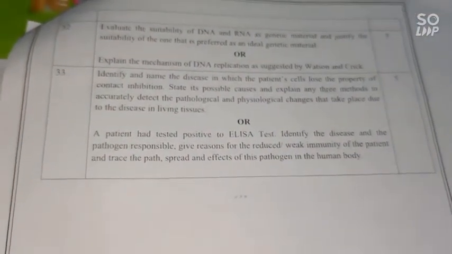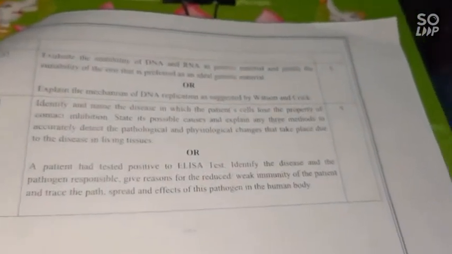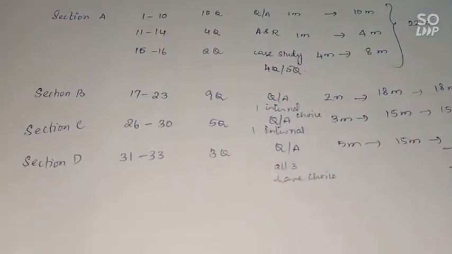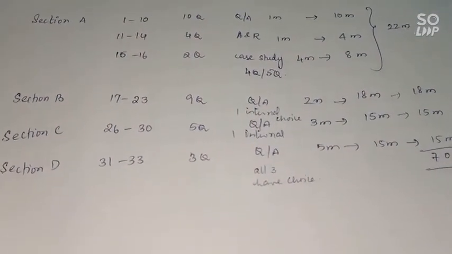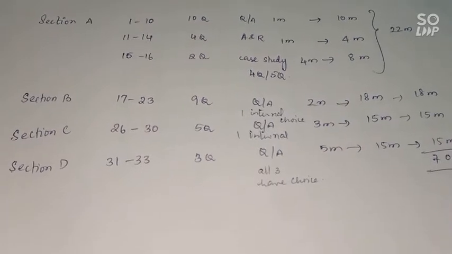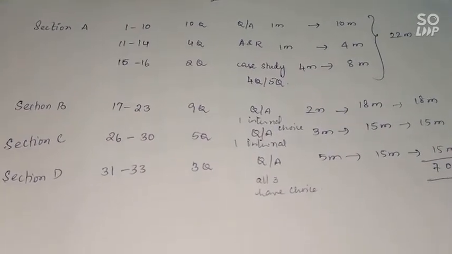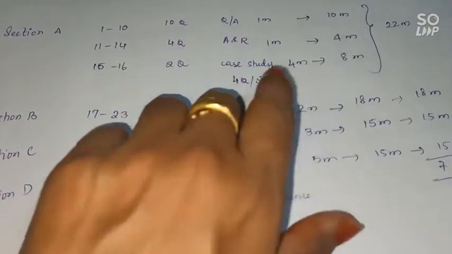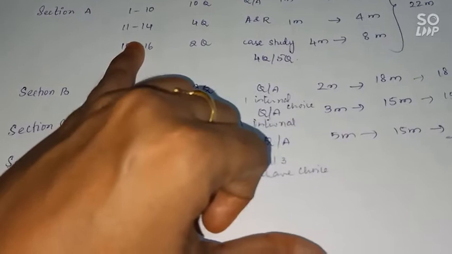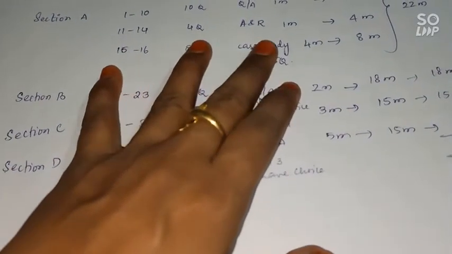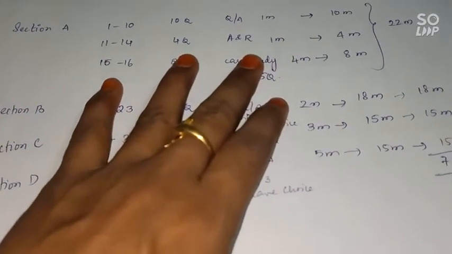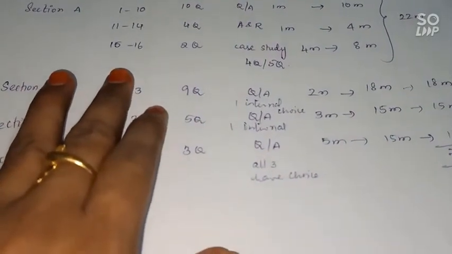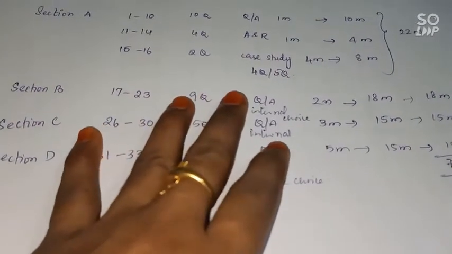So is that clear? Let us have a recap of the overall question paper pattern we have seen so far. Section A, question number 1 to 10. 10 questions are there, question-answer type, each carries 1 mark, totally 10 marks. And question number 11 to 14, 4 questions are there, assertion and reason type with 1 internal choice, 1 mark each. So totally 4 marks. Then question number 15 and 16, case-based questions.